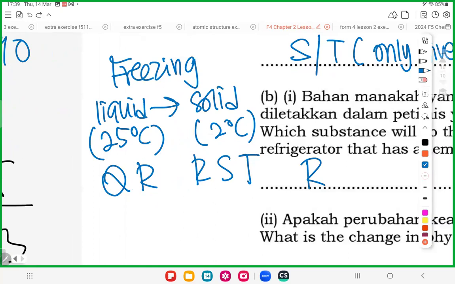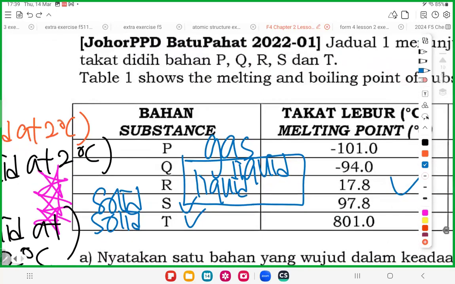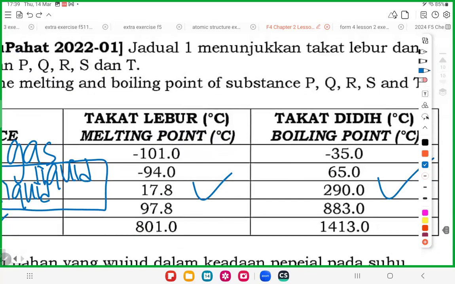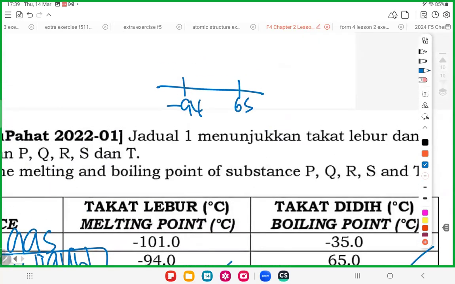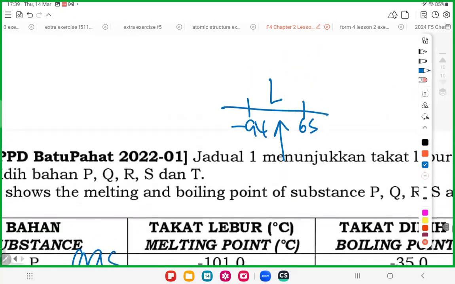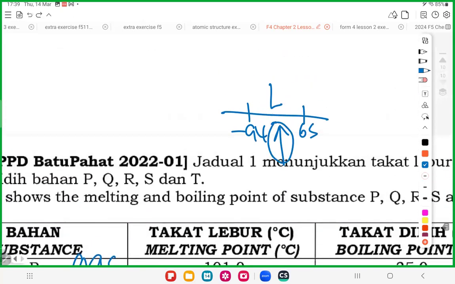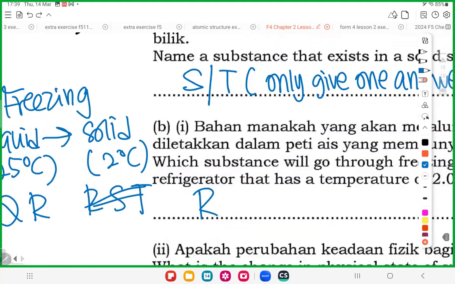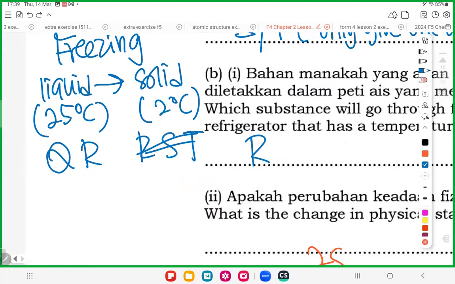Why can the answer not be substance Q? Substance Q is liquid at 25 degrees Celsius, but when you put it in the fridge at 2 degrees Celsius, where is it? Substance Q, negative 94 and 65. So where is 2 degrees Celsius? In the middle. So it is liquid. Which means when you put substance Q in the fridge at 2 degrees Celsius, it is still a liquid. Do you freeze? No. That's why substance Q cannot be.